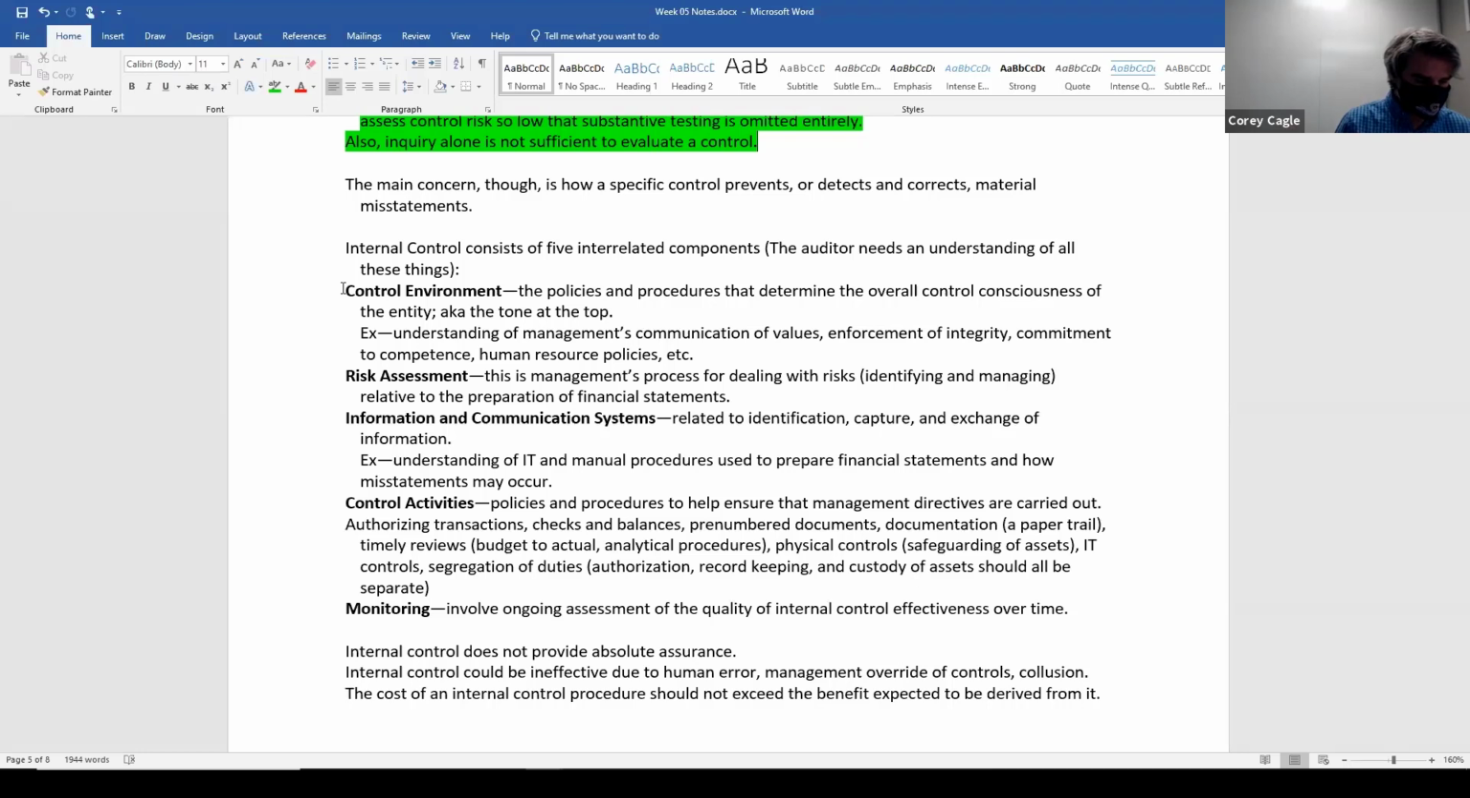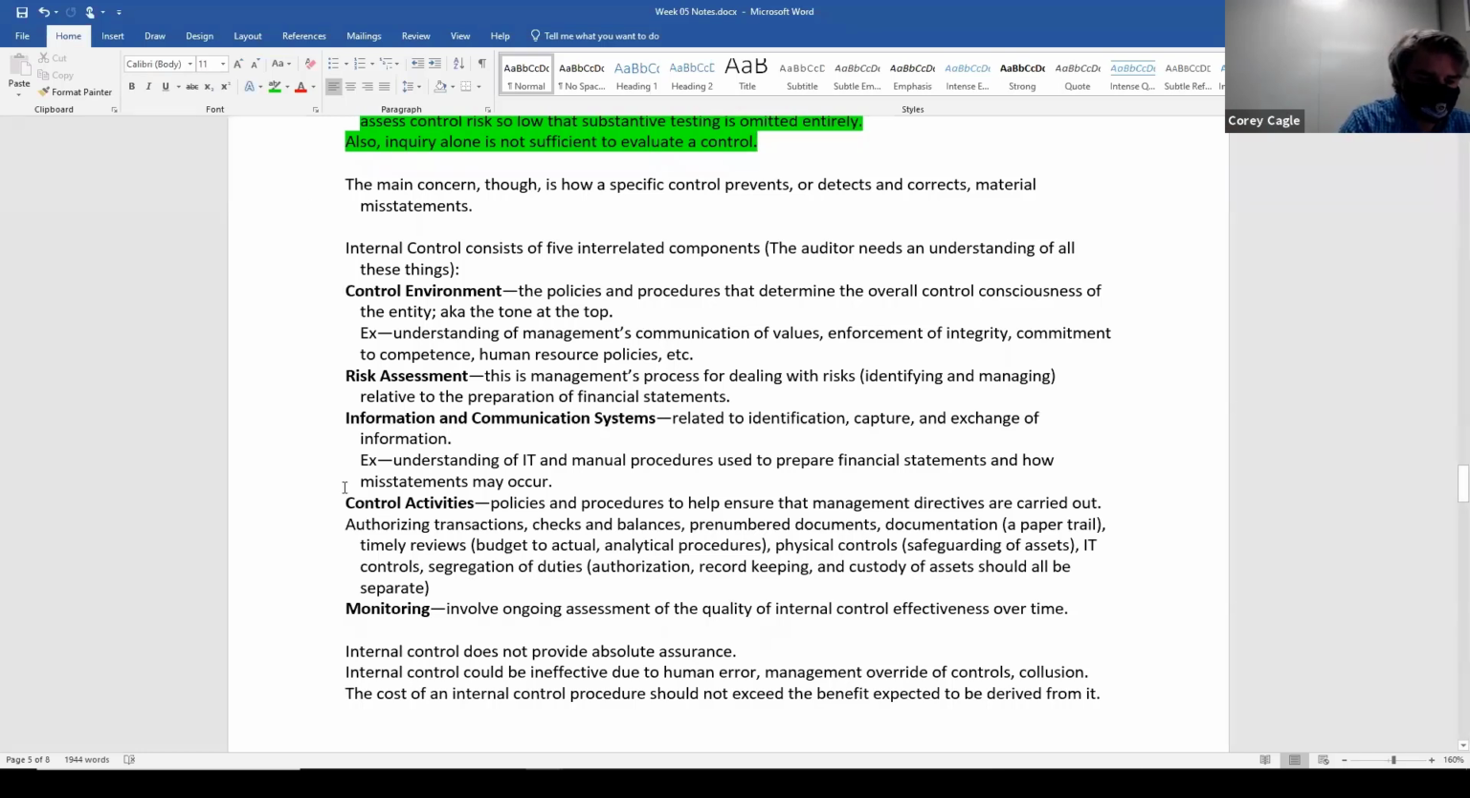Information and communication systems. That all has to do with identifying, capturing, and exchanging of information. So we want to understand how management communicates the individual responsibilities to people in the financial reporting process. How are exceptions reported? IT stuff. Kind of a broad one.